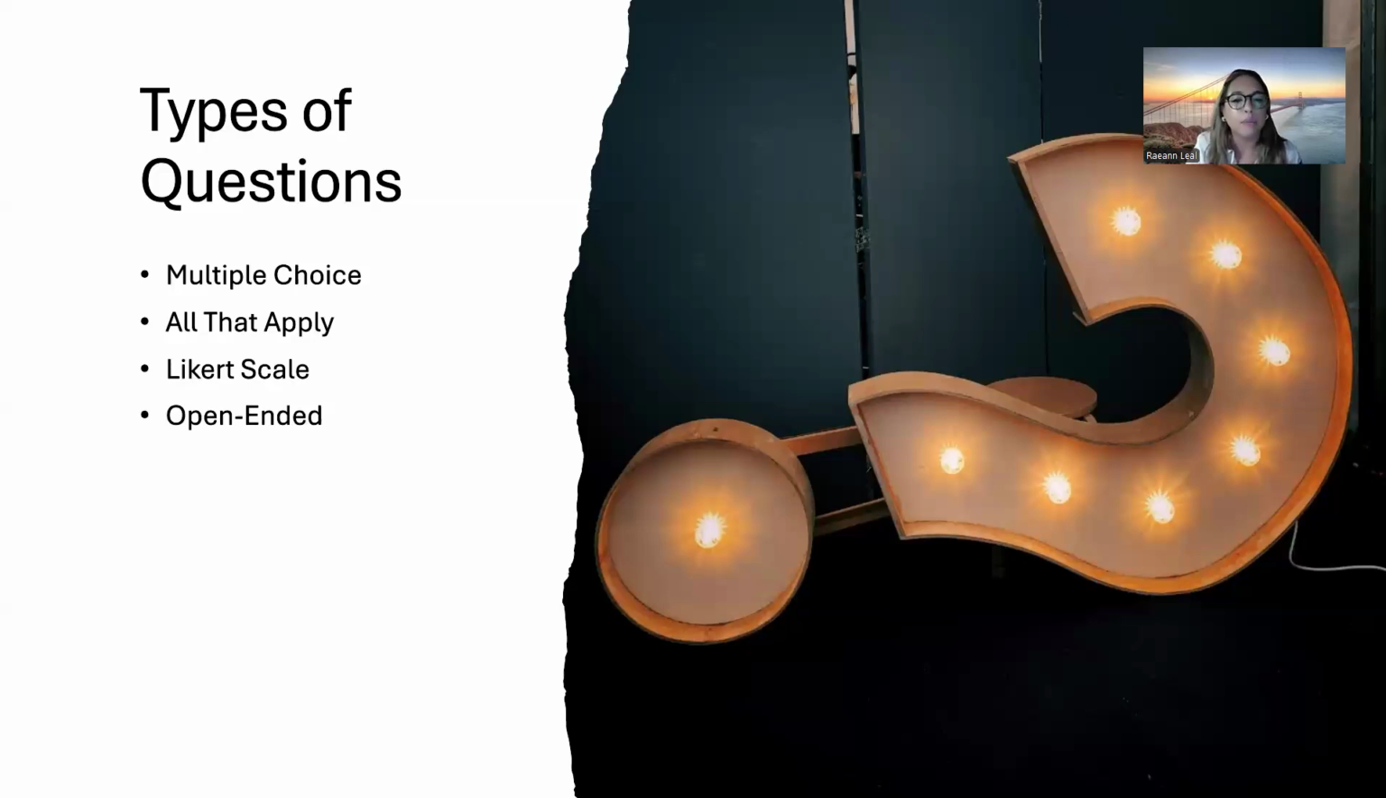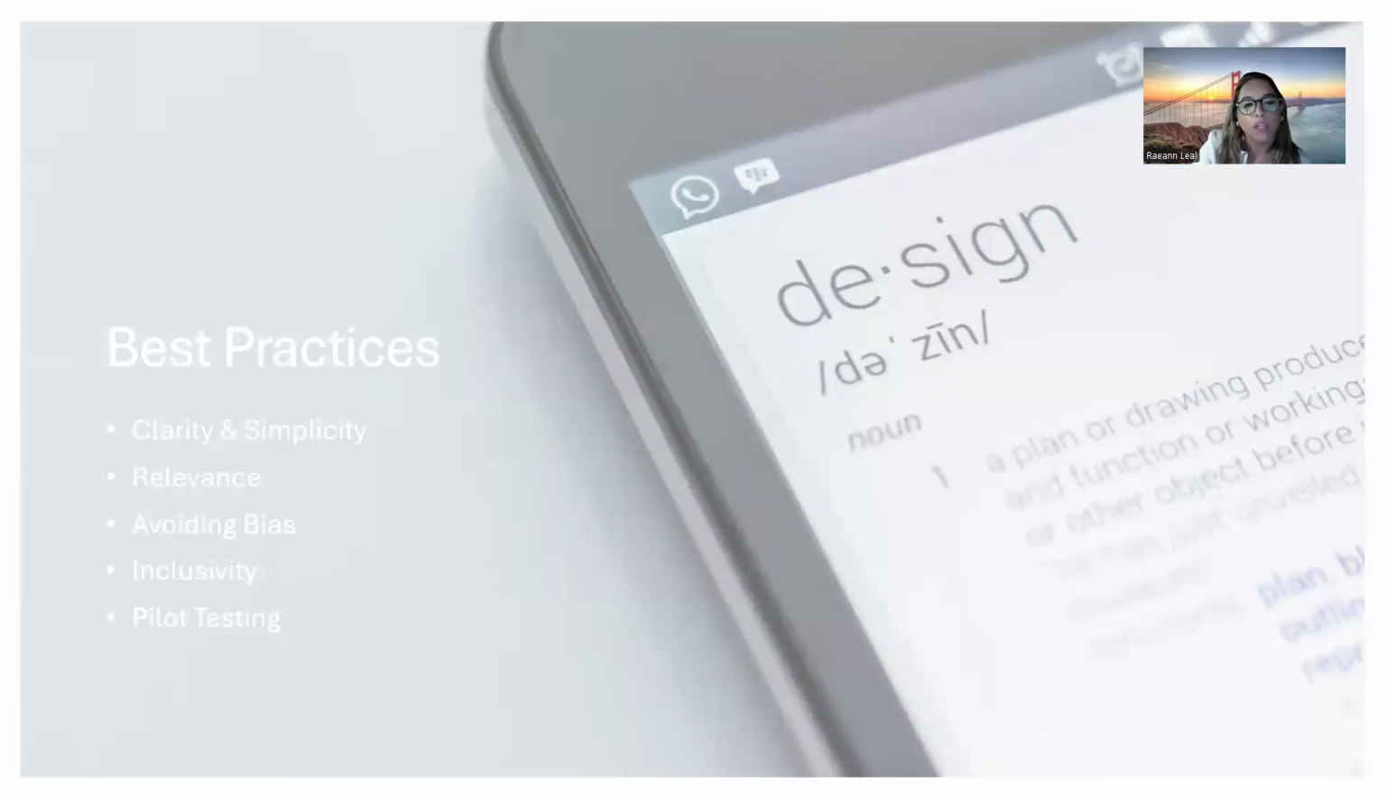And then finally, we have our open-ended questions. This allows respondents to provide detailed answers in their own words. So for example, what improvements would you like to see in community programs? Each question type is designed to gather specific types of data and help us better understand and address public health needs. So the next slide will be our best practices.